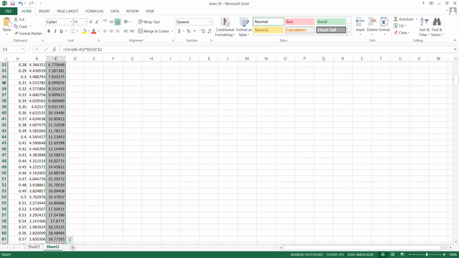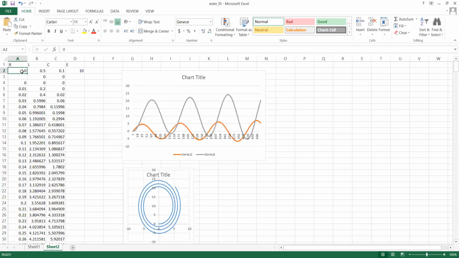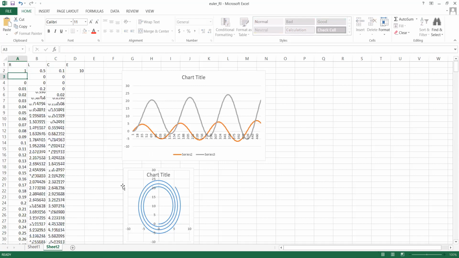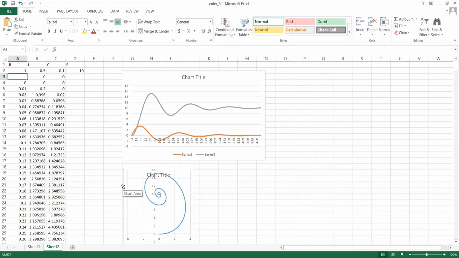Now we can change the value. Let us consider that we are using a circuit with 1 ohm resistance. That means we have an RLC circuit with 1 ohm resistance, 0.5 henry inductor, and C equal to 0.1 farad. You see that your voltage across the capacitor is changing in this way. Current through your circuit is going in this way.